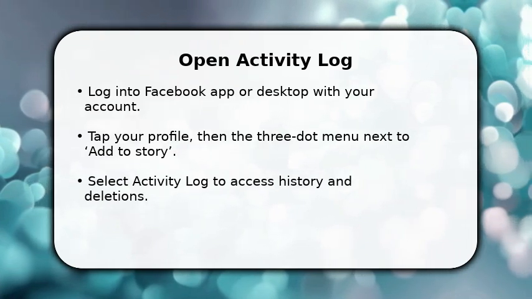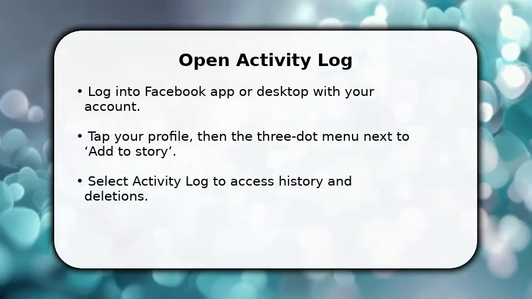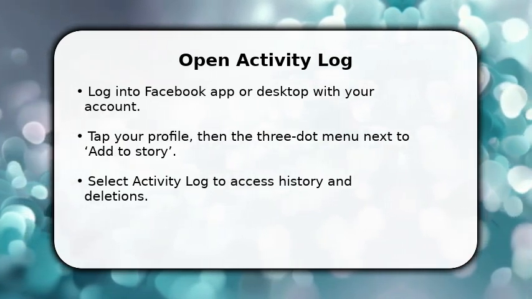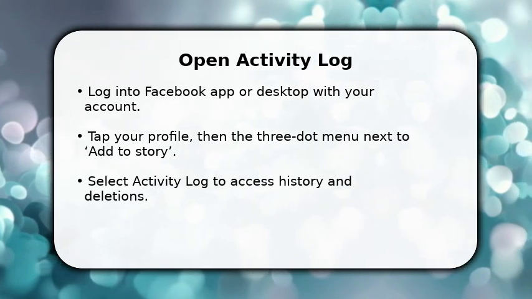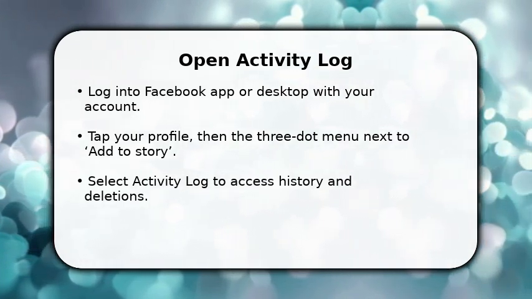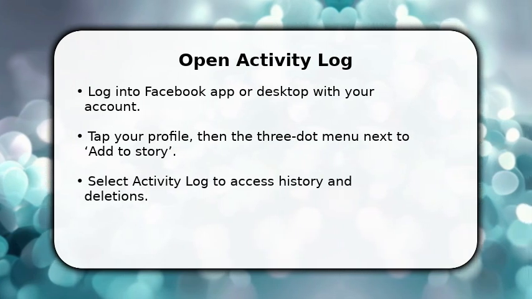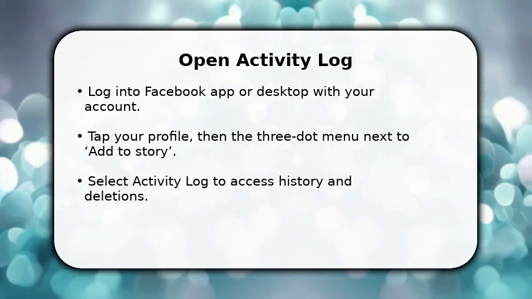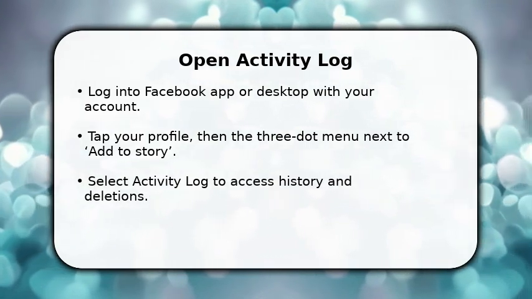Choose Activity Log because it records every action, posts, comments, and deletions, and it's where Facebook stores recently removed items temporarily. This step matters. Without Activity Log, you can't reach the recycle bin. Once inside, prepare to filter to deleted items so you can recover or permanently remove them.